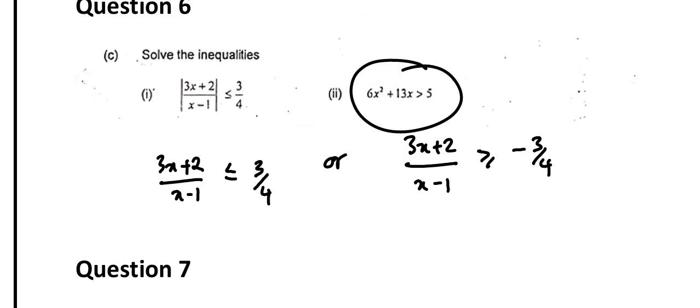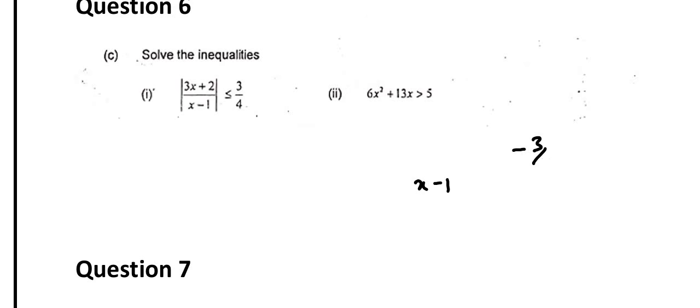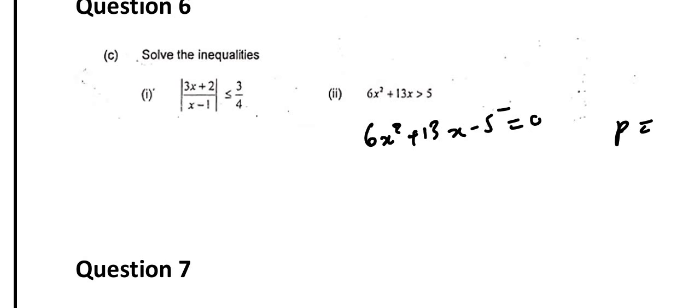It's a quadratic inequality. So we solve the quadratic, put an equal sign first, then solve it. Then when you do that, you test when you're done. 6x squared plus 13x minus 5. Put an equal sign. The product here is what? Negative 30. The sum is 13. So what numbers can I multiply to get 30, and subtract or add to get 13?